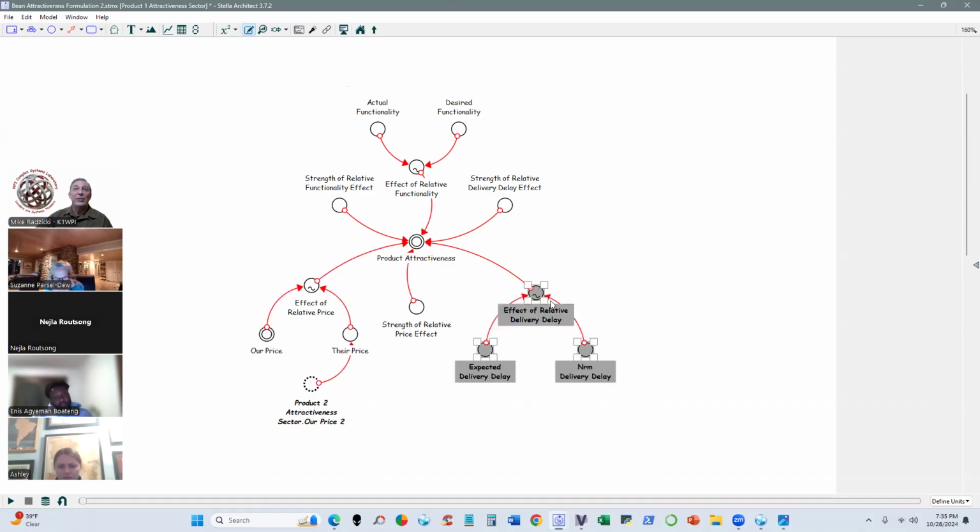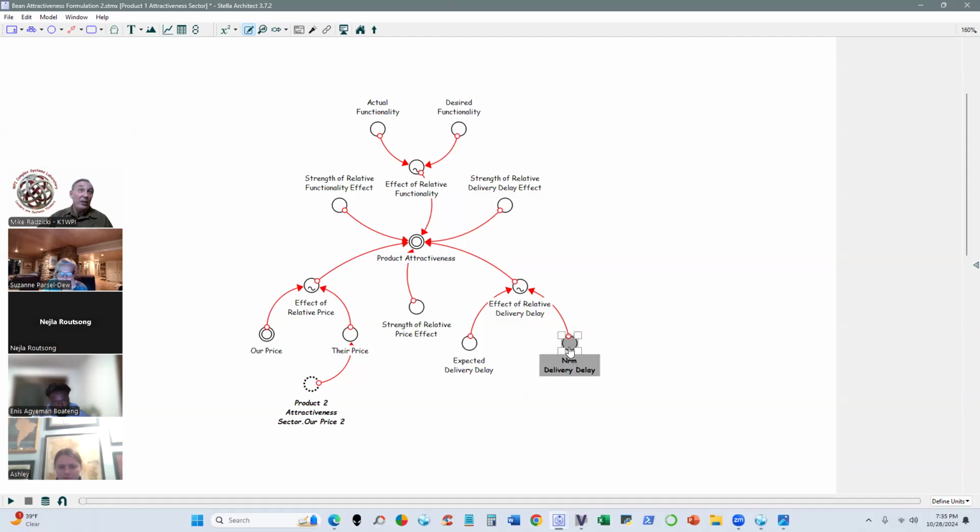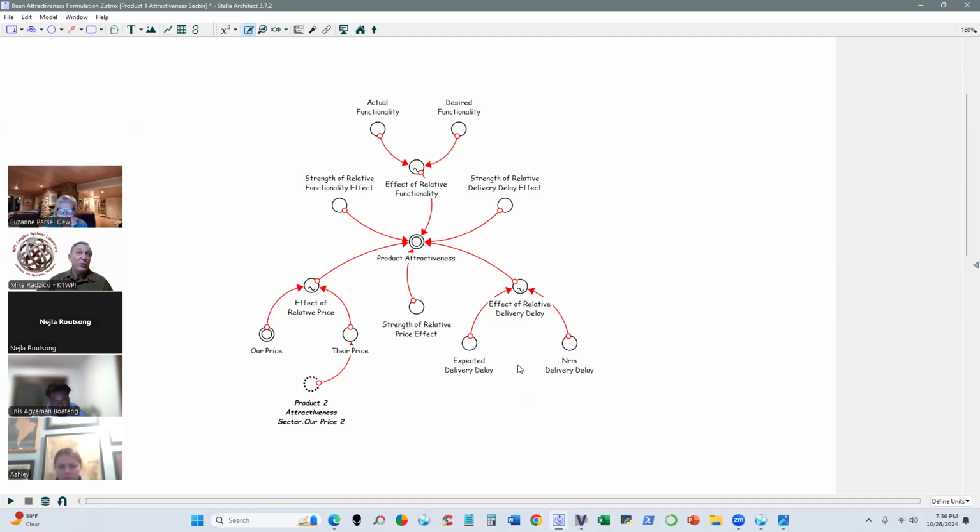So I move this around in real time here. So, relative delivery delay. Here I have expected delivery delay, and this is just a constant. I called it expected delivery, but it's a constant. And normal delivery delay, or my delivery delay versus my competitor's delivery delay. You could do that. So it's a relative measure, just like I said here, what our price, their price. I'm just trying to give different interpretations or ways you could think about it. So here I had hours and theirs. Here I have expected and normal, this sort of thing.